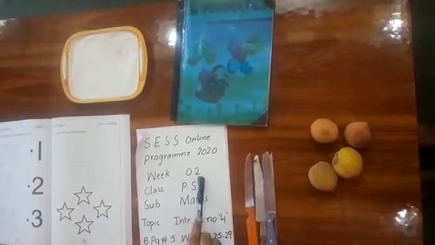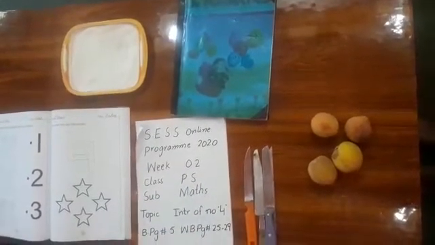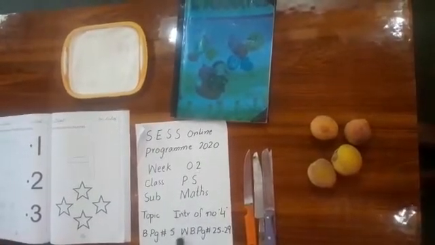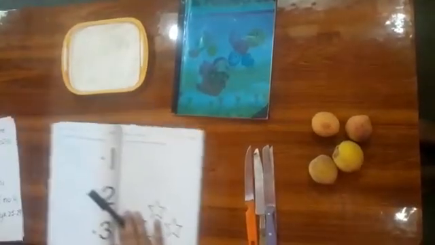Students, this is week 2. Our class is PS. Our subject is maths. Our topic this week is the introduction of number 4. Book page number 5, workbook pages 25 to 29 are included in this topic.